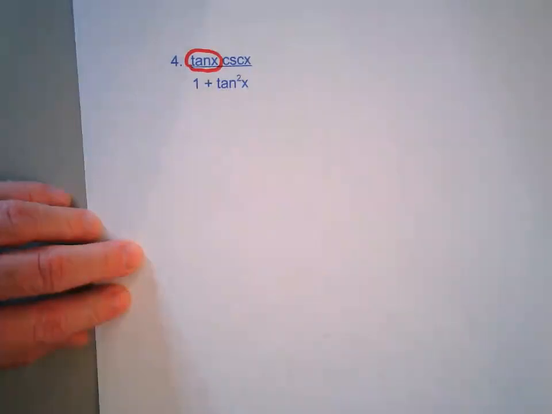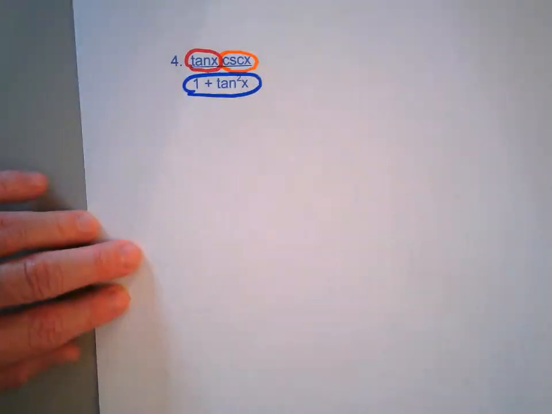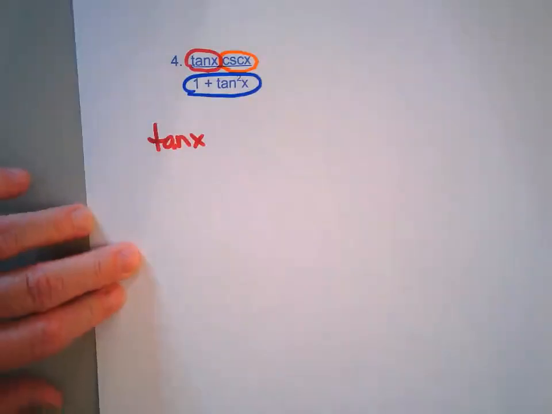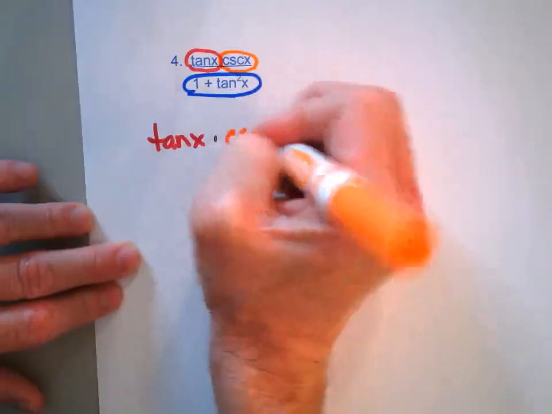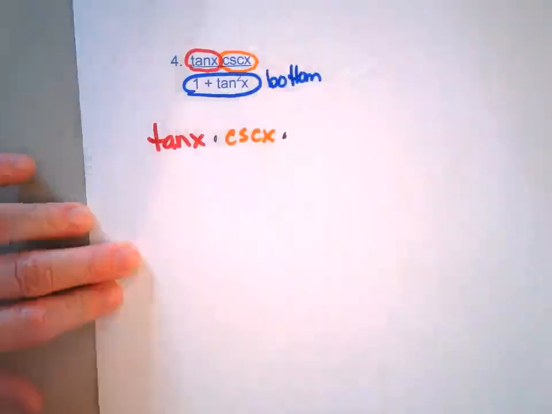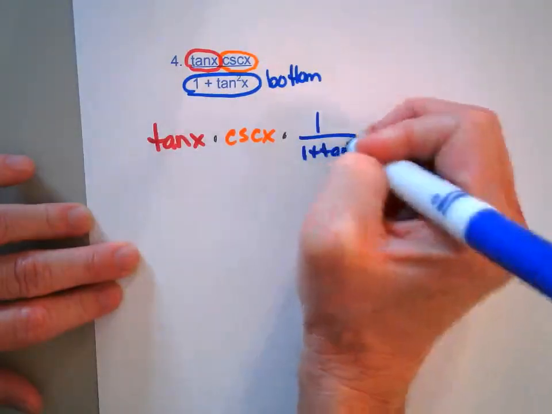3 different pieces. So you've got tangent x, you got cosecant x, and you got 1 plus tangent squared x. So I suggest you write them horizontally as multiplication. Tangent x times cosecant x times, and notice that the 1 plus tangent squared, that's on the bottom. So when you write it as multiplication, you have to write it on the bottom of a fraction. 1 plus tangent squared x.